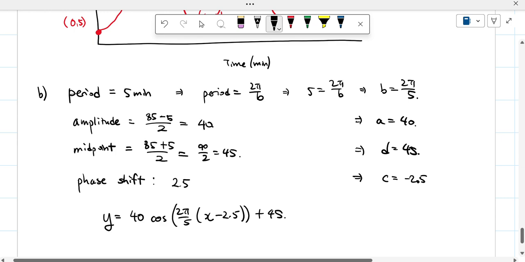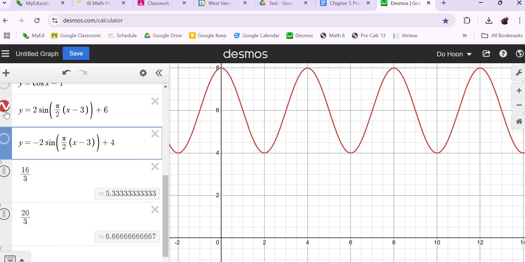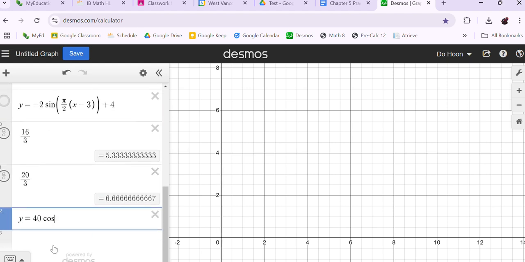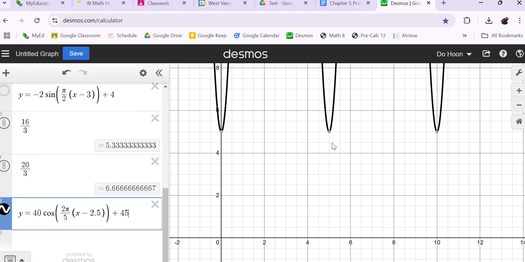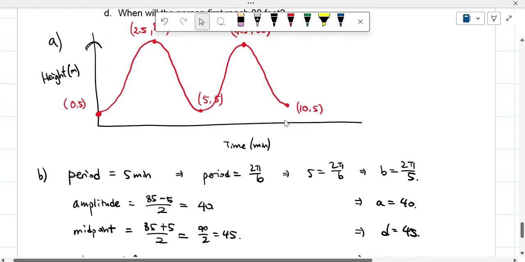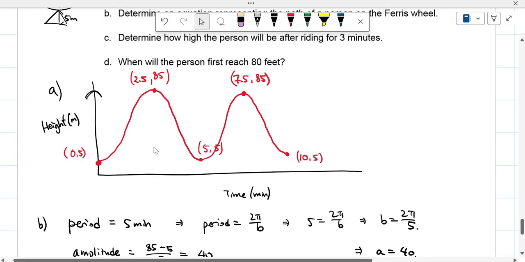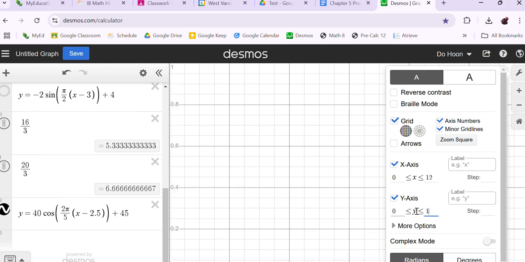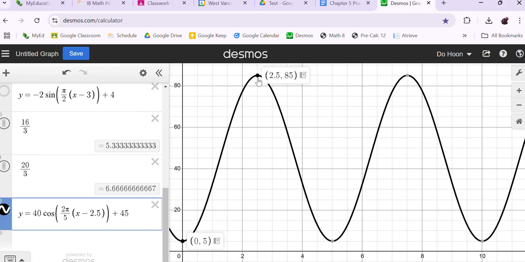Once again, I'm going to confirm myself that I'm using my calculator. Y equals 40 cosine of 2 pi over 5, open bracket x minus 2.5, close, plus 45. Alright, let's change my x-axis. It went from 0 to 10 on my graph, so let's go 0 to 12, let's say. And then my y-axis goes from 0 to 85, so let's go 0 to 100. Alright, so this graph looks really good, and I just want to make sure that all the points are there as I have planned it to be. So I'm confident that this graph indeed represents my situation.